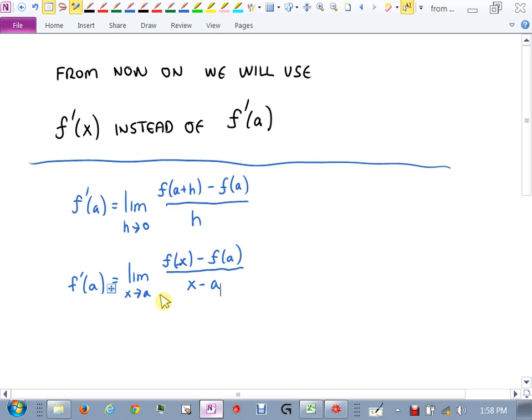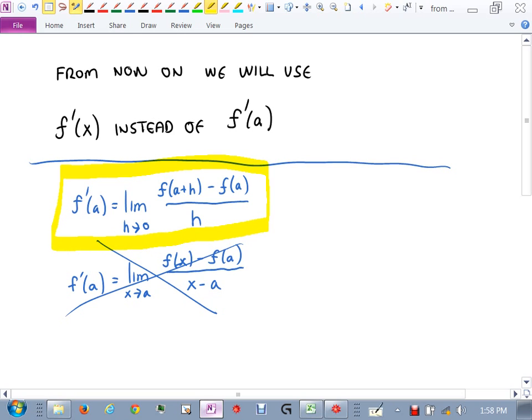The second one. Why? Because if I'm going to replace the a here with x, what's this going to say? The limit as x goes to x of f of x minus f of x over x minus x, which is basically 0 over 0, which doesn't make any sense, right? So we will have to scrap this definition and we will stick with this.